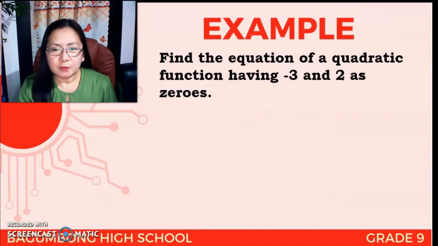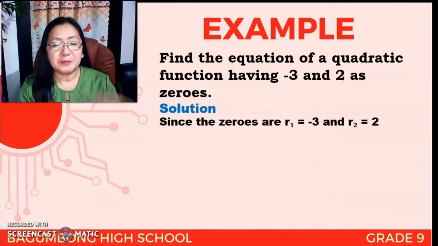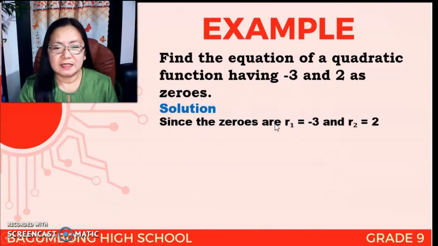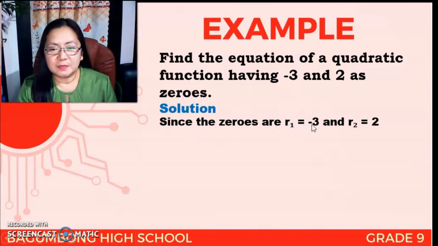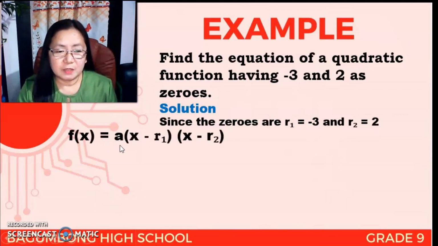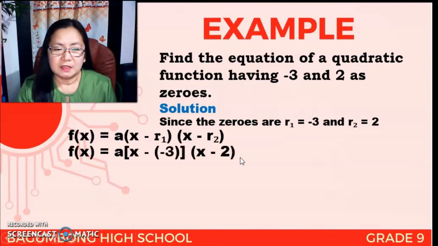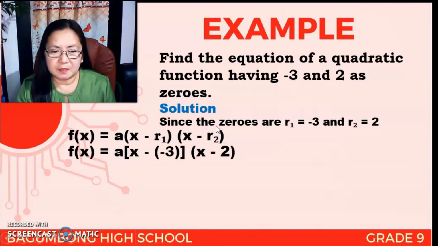Okay, next, find the equation of a quadratic function having negative 3 and 2 as zeros. So this time, we will use another method since the zeros are negative 3 and positive 2. So we will use r sub 1 and r sub 2 for the zeros. Then the equation is f of x is equal to a times x minus r sub 1 times x minus r sub 2. Substitute r sub 1 and r sub 2. r sub 1 is negative 3. r sub 2 is 2.